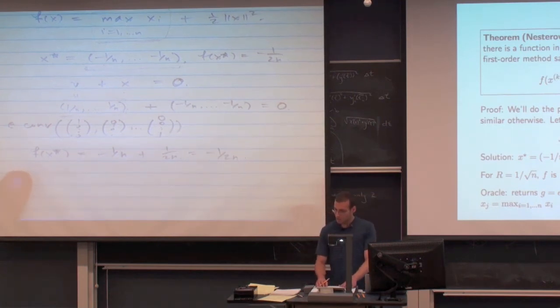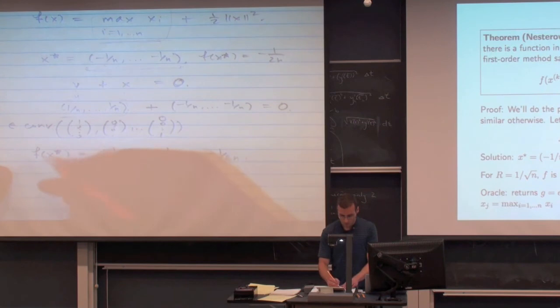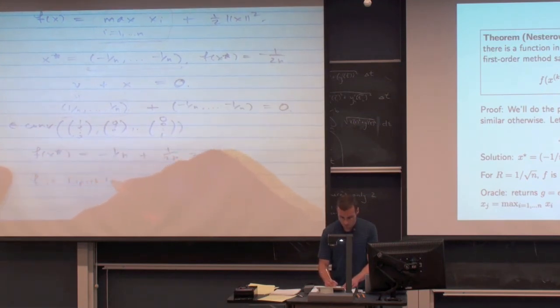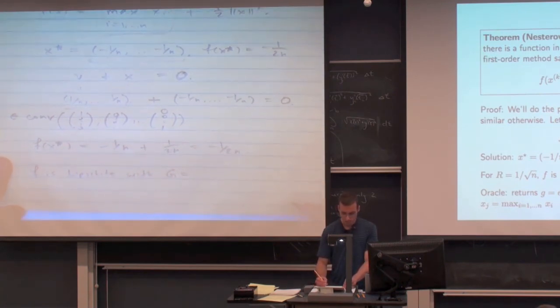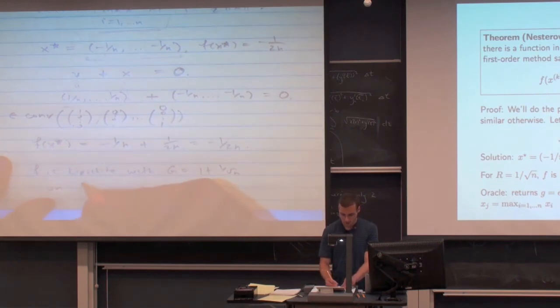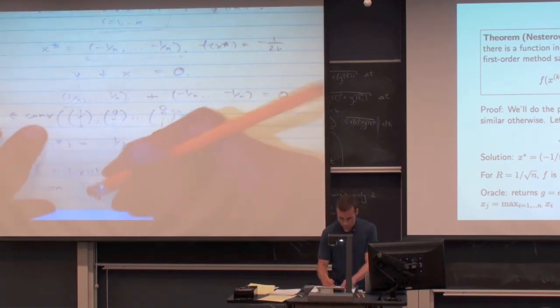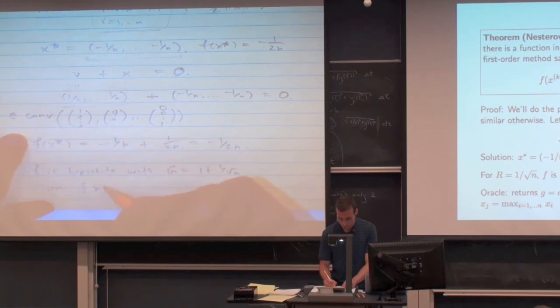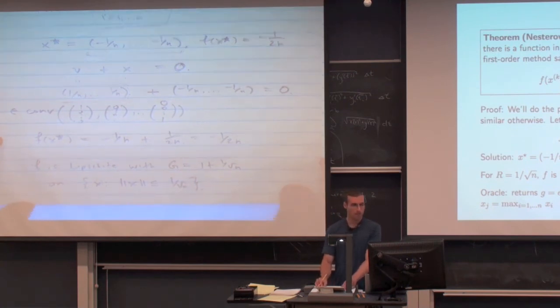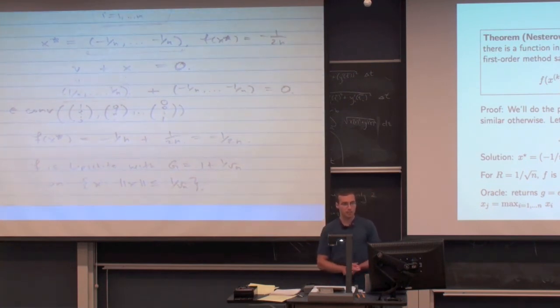Okay, how do we check, for example, that f is Lipschitz with constant g equals 1 plus root n on the set of all x such that x has norm at most r, where I'm going to choose r to be 1 over root n? That's what we want to check next.